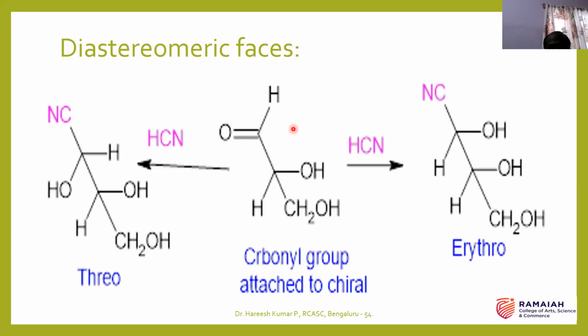So here there is a possibility of attacking CN minus from the Si face side, from the Re face side. And one more thing, here there is a possibility of getting erythro. Erythro means if the two hydroxy groups are on the same side. If the hydroxy groups are on the opposite side, it is called threo.